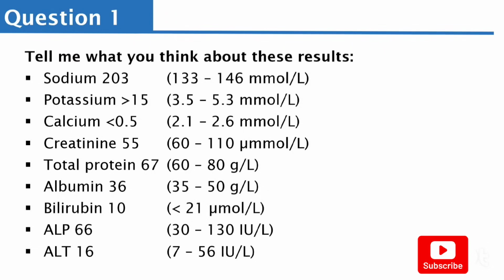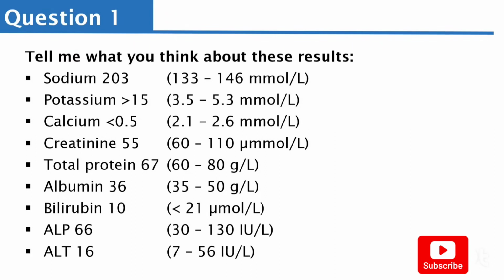So obviously, when you look at this, there are a few things you are going to see. Number one, the sodium is raised from the result you can see here. You can also see that the potassium is raised. You can see that the calcium is low. You can see that the creatinine is low. Then total protein, albumin, bilirubin, ALP and ALT are all normal. So what does this suggest?